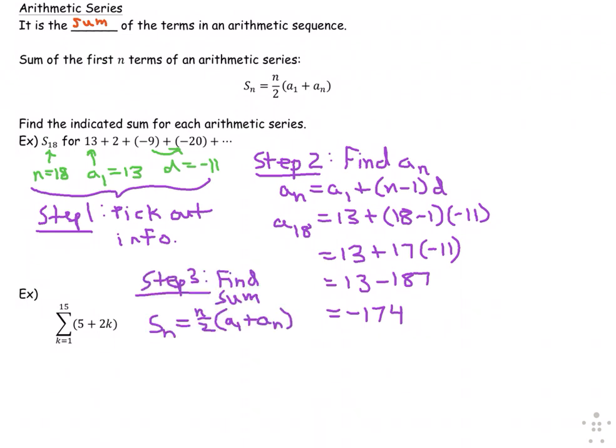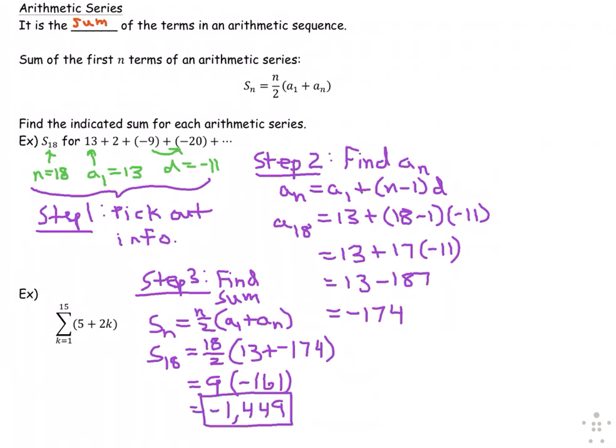Substituting in, notice it is the sum of the first and last terms, and we're adding a negative, which gives negative 161 multiplied by 9 for the following sum of negative 1,449. Does that sum make sense? Yes, we start off with a couple positive numbers, but the rest are all negative, so we should expect a large negative sum.